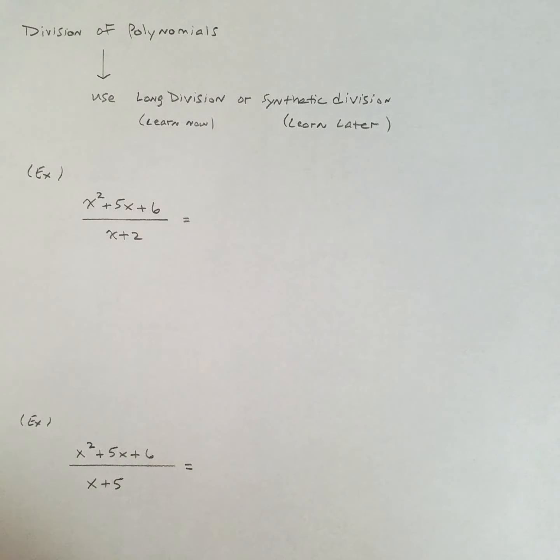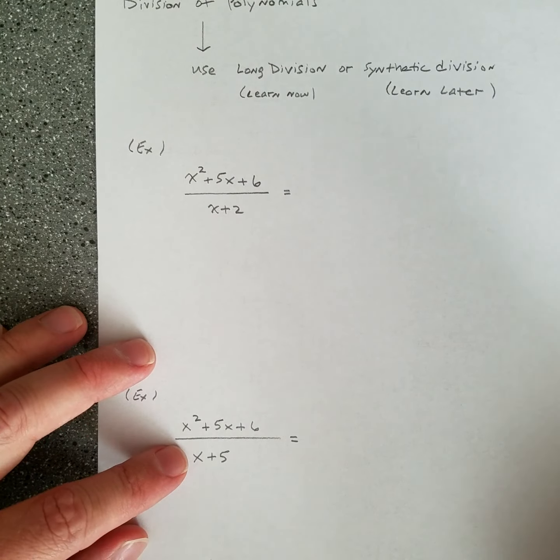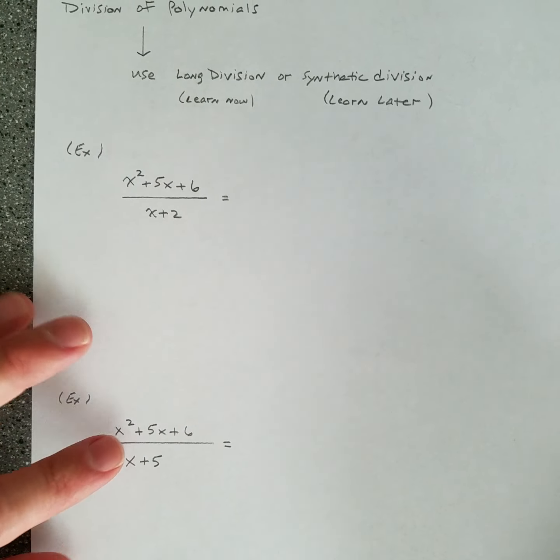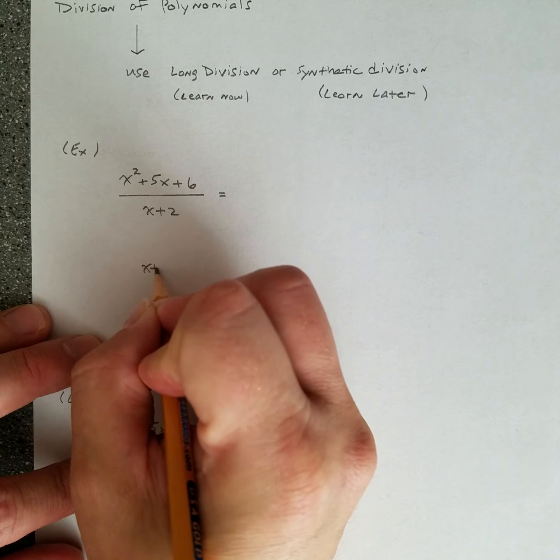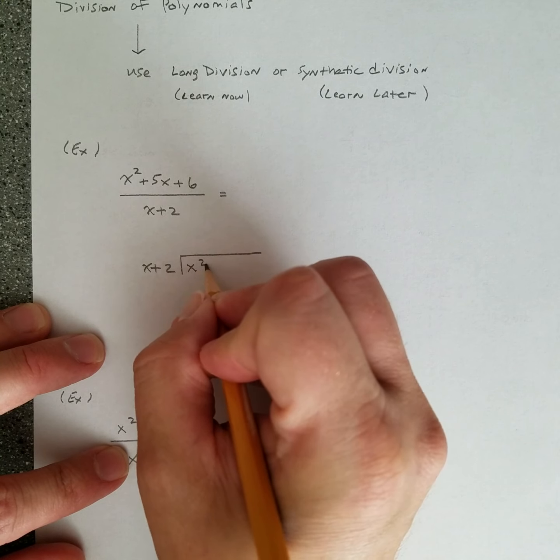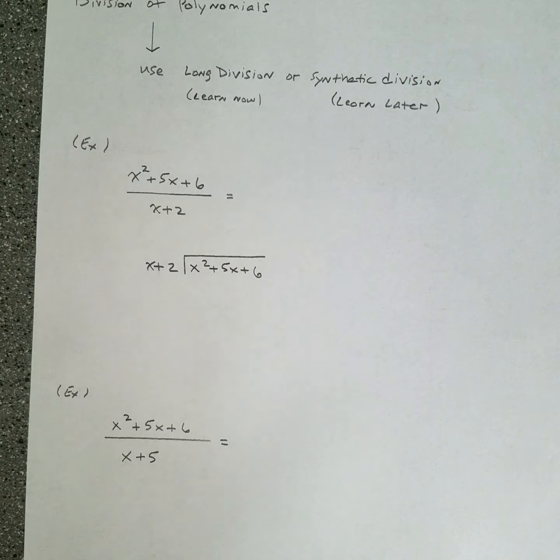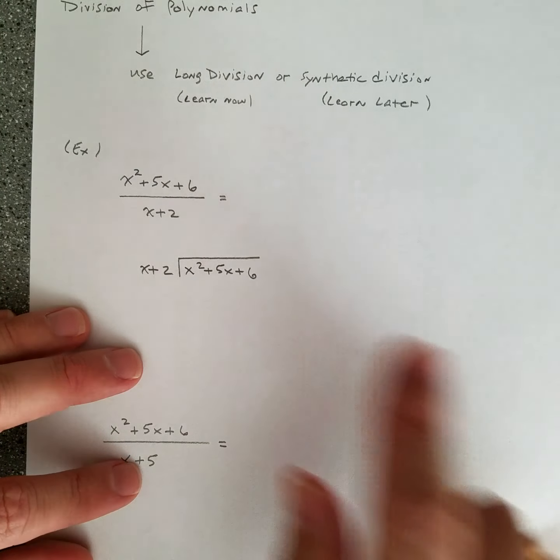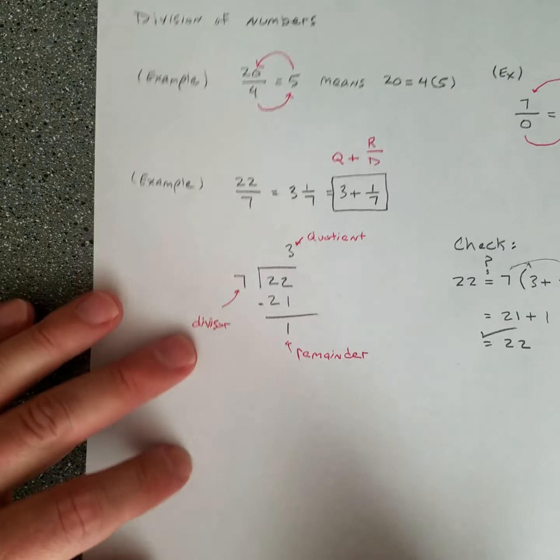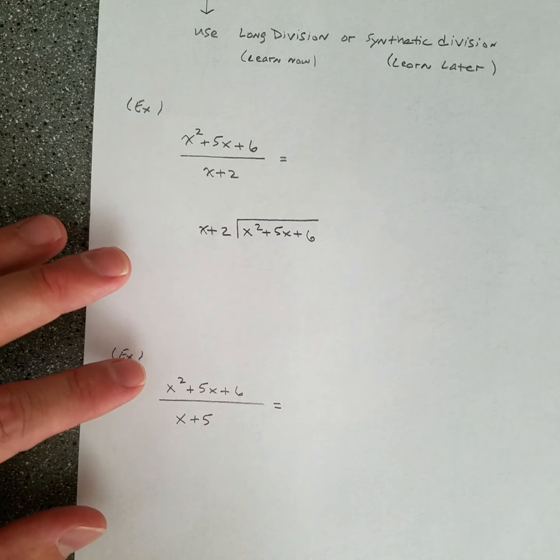Well, it's really no different than how we divide that. We set it up and we do things almost exactly the same way. So it's like this. Here's what we're doing. I'm going to take x plus 2. I'm going to divide it into x squared plus 5x plus 6. That's the setup, alright? And then, kind of like how I had to choose something, then multiply, and then subtract, I'll do the same thing over here. Here's how we do it.